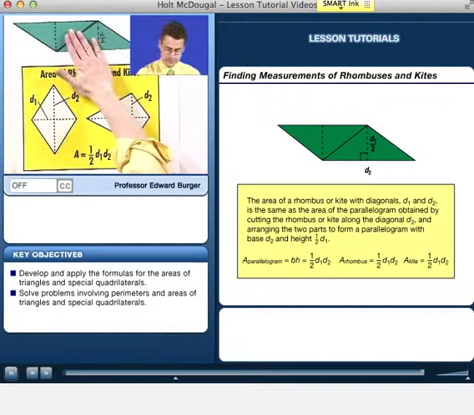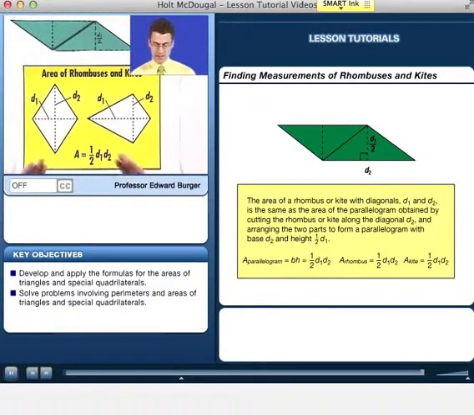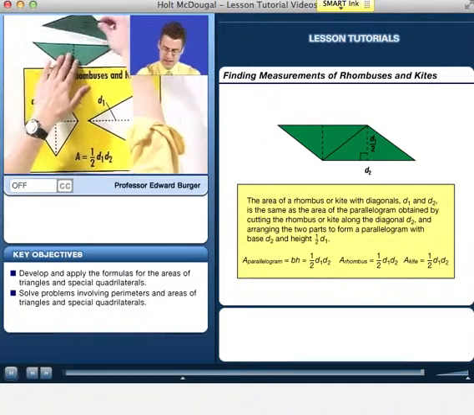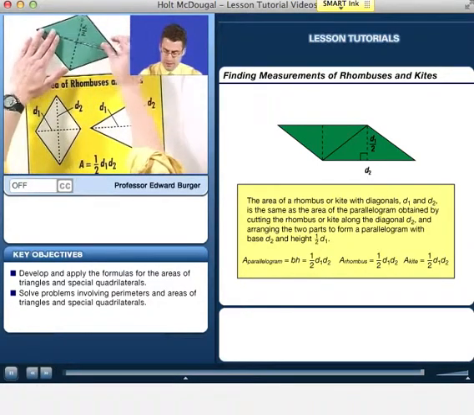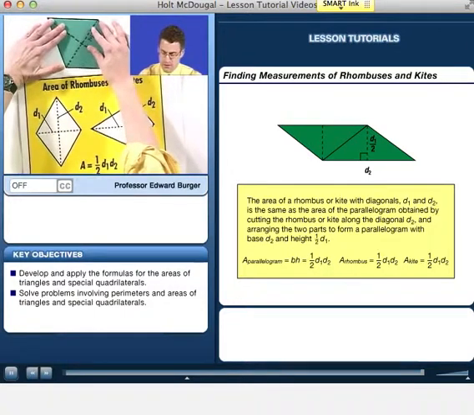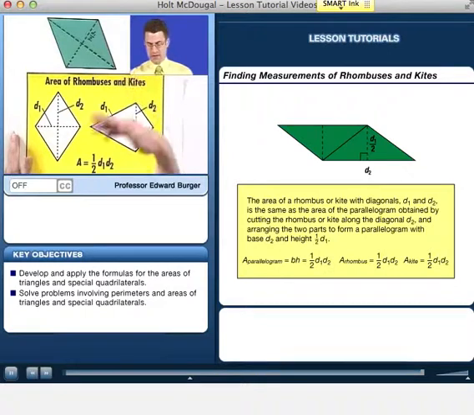And I'll let you actually think about a similar argument for the kite. It works the exact same way, modified. And so you can see that this really makes sense. This formula makes sense because if you cut a rhombus in half, you get a nice parallelogram where one of the sides now is one of the diagonals, and the other side is half. And the height is half.